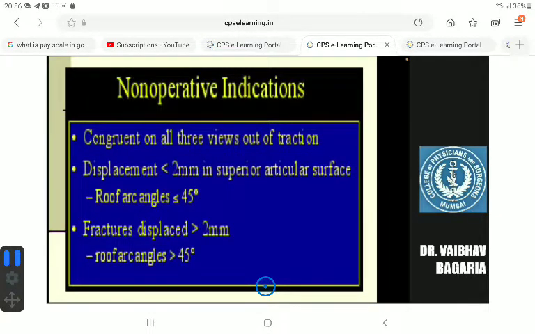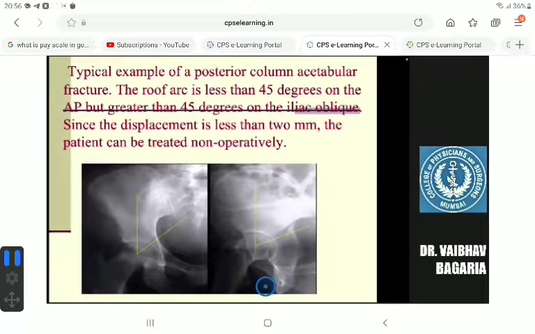Non-operative indications include those cases in which there is congruency in all three views out of traction, displacement is less than 2 millimeter, and roof arc angle is less than 45 degrees. If the fracture is displaced by more than 2 millimeter and the roof arc angle is more than 45 degrees, then we have to think in terms of surgery. This is a typical example. Roof arc angle is less than 45 degrees on the AP but greater than 45 degrees on the iliac oblique. Since the displacement is less than 2 millimeter, the patient can be treated non-operatively.